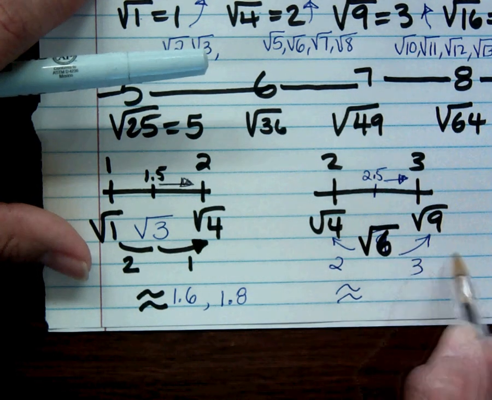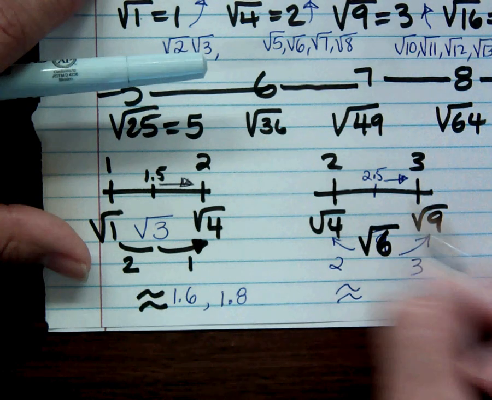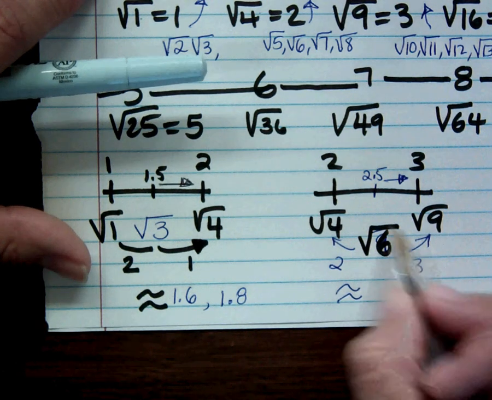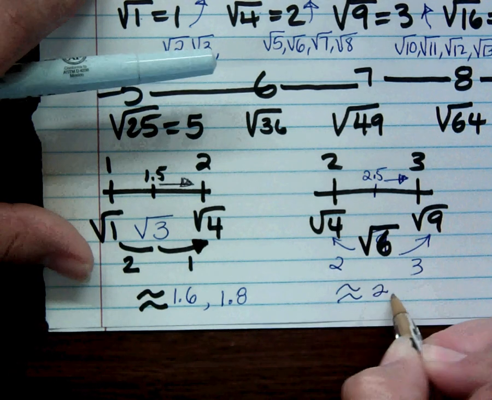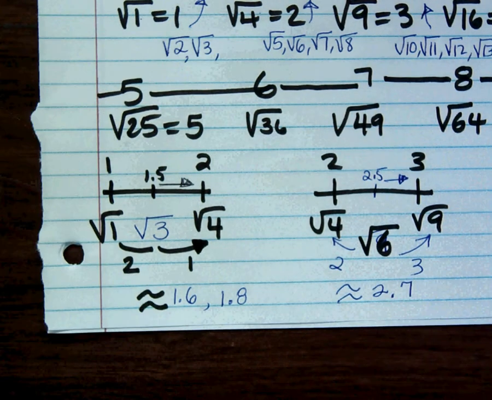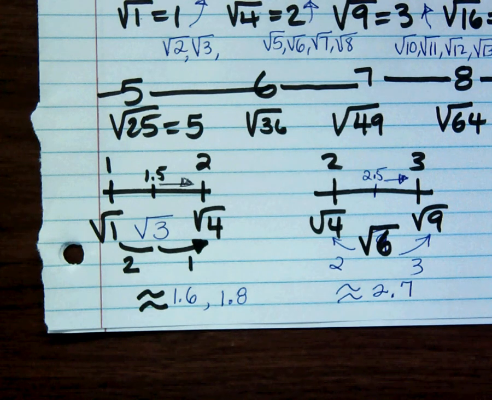You could figure out which are the halves up there, but we'll talk about that later. Right now, I just want you to estimate above the half or below the half. So here I'm going to call this about 2.7, and we'll talk later about how we can check if it is or not.